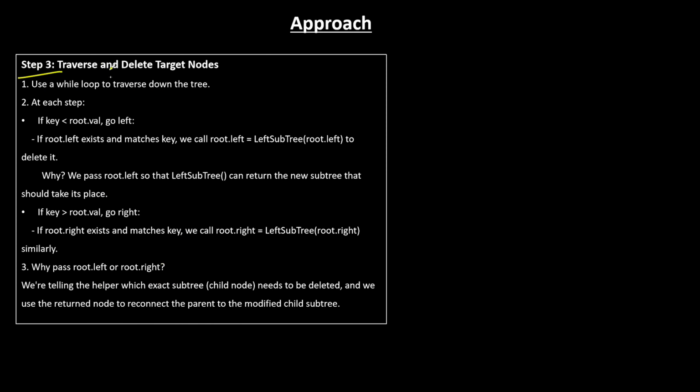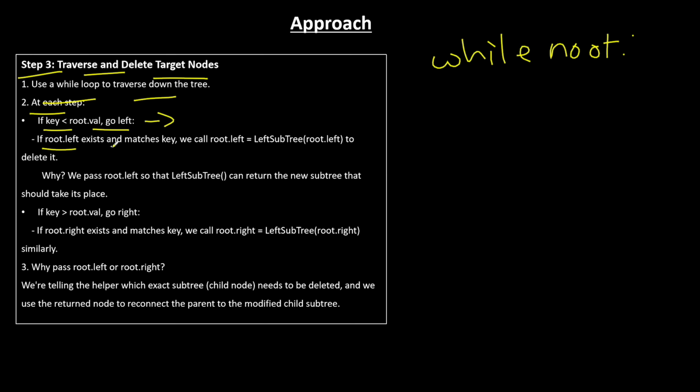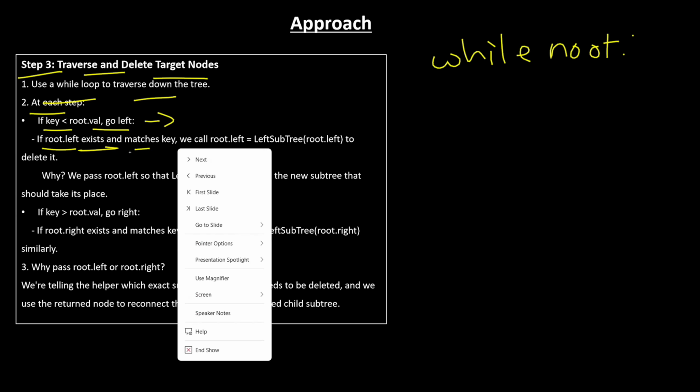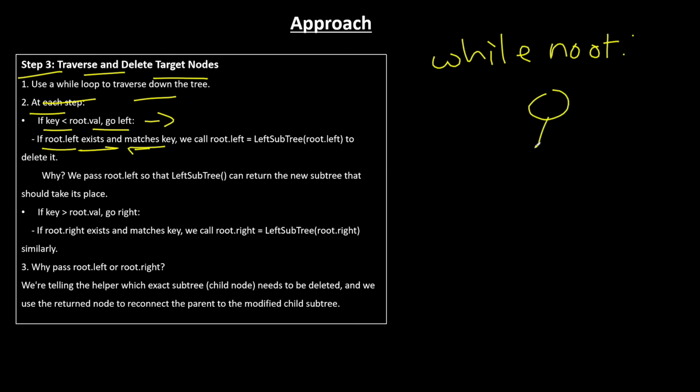In step 3, traverse and delete the targeted nodes. We use a while loop to traverse down the tree while root or dummy exists. At each step, we check if key is less than root value, we go left. If root left exists and matches the key, suppose this matches the key.